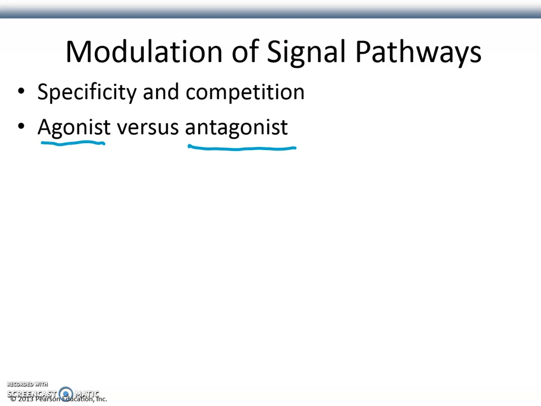And finally, here, the last part of our lecture, modulation of signaling pathways. Let's think about specificity. All of these pathways have to be specific. So a signaling molecule has to bind to a specific receptor. There are many, many different types of receptors. As we mentioned earlier, the receptor determines the outcome.